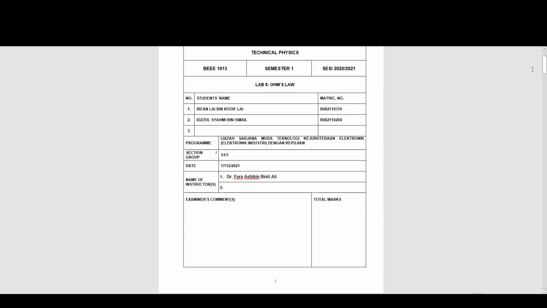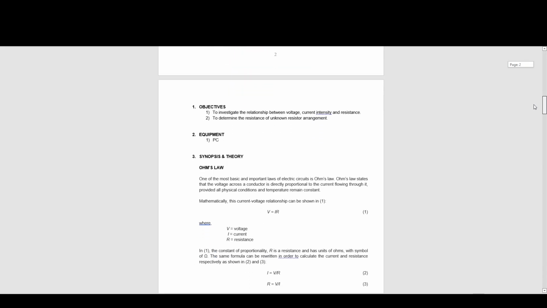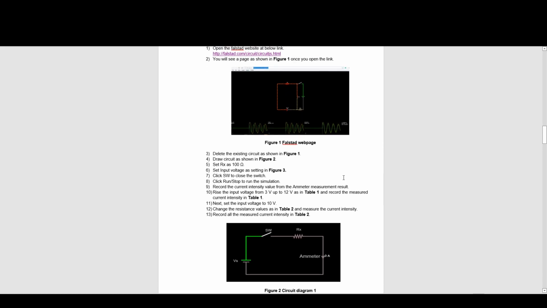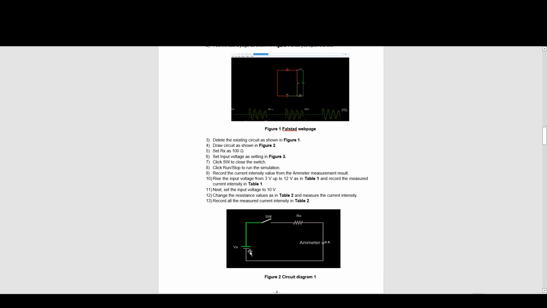In this video we're going to present our lab 5, Ohm's law. Moving to the very first part, which is part A. We're given this link, and we click into it and construct a circuit as shown in diagram 1. Firstly we delete the original circuit, then we construct this circuit.